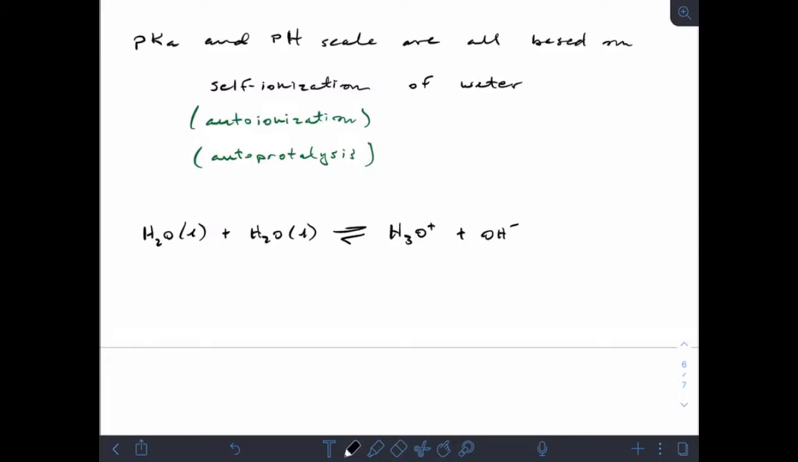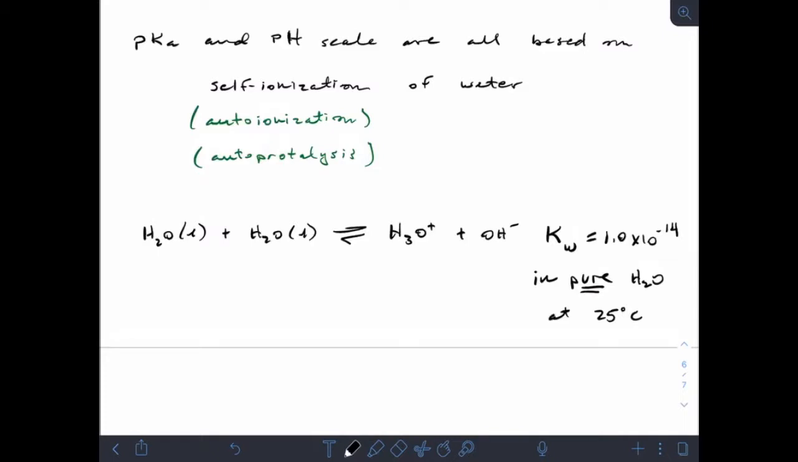And because it's in equilibrium, it has a K value, and we call this Kw. Okay, K for water, W for water. And that equilibrium has a value of 1.0 times 10 to the minus 14. Now it's important to understand that this is in pure water and at a given temperature. Kw will fluctuate depending on the temperature of the water. For most problems that we're going to deal with, you can assume 25 degrees Celsius.